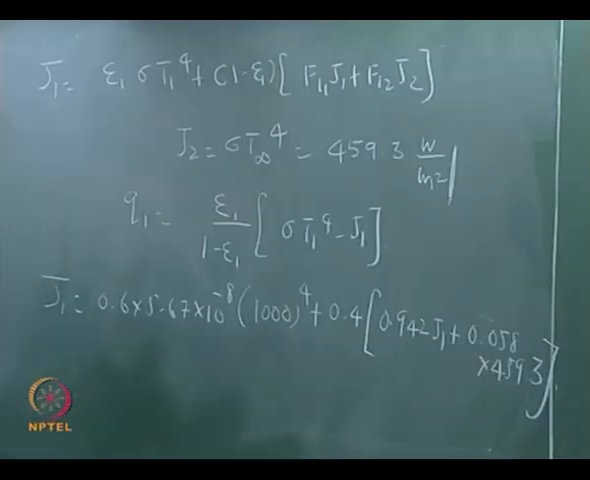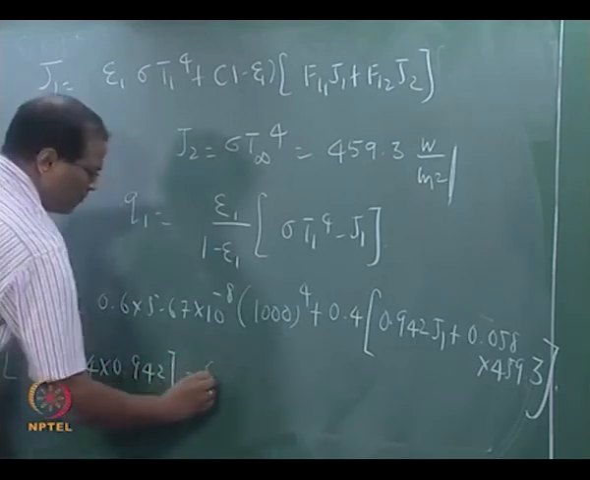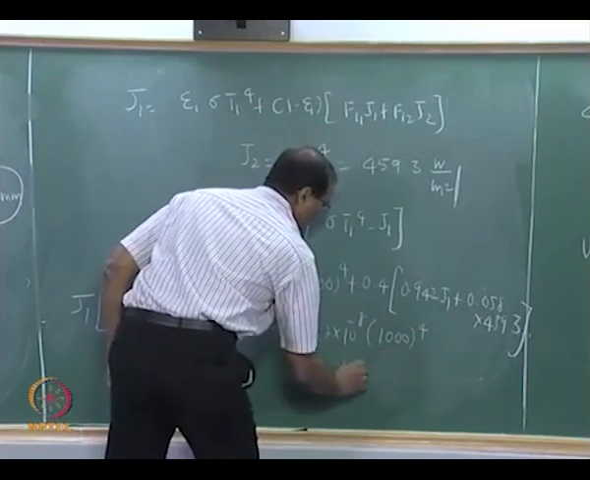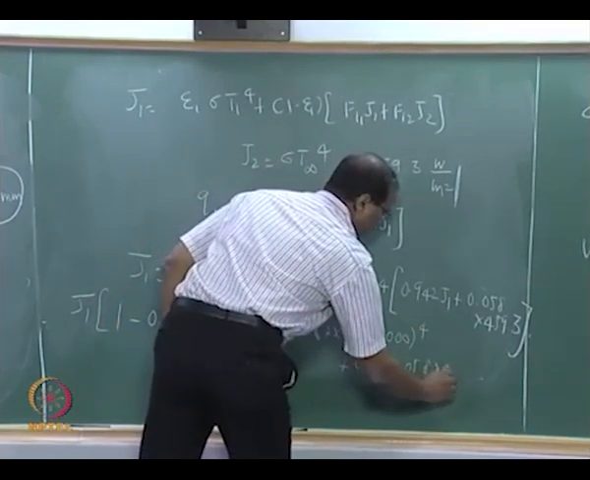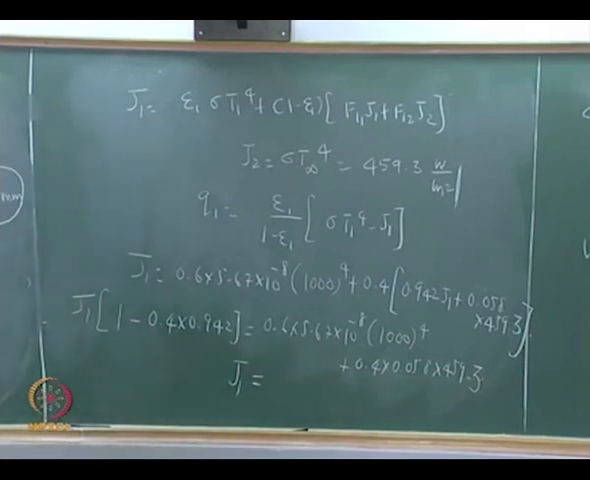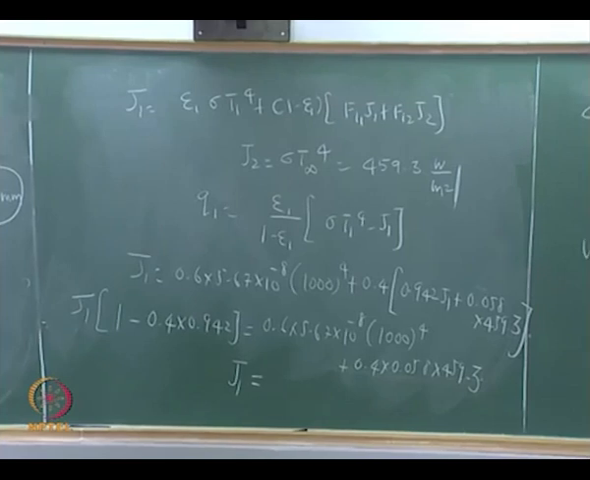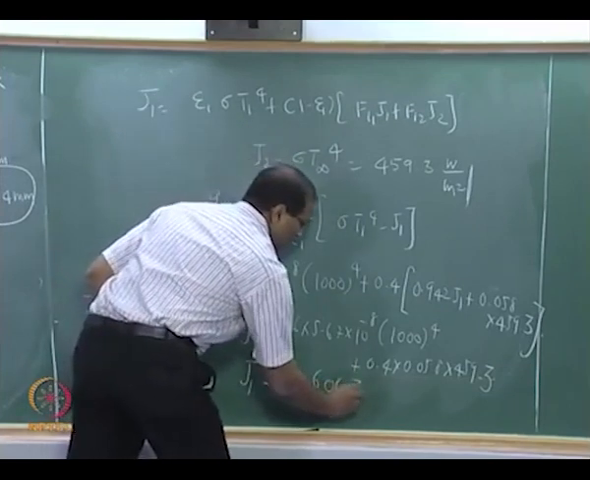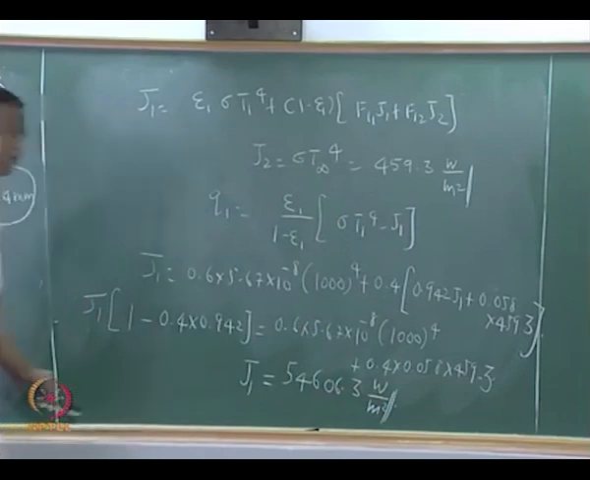Yeah, please do the algebra. So you will have 0.4 into 0.942, so huh? 56,000, 55,000, no, we have to be careful, 54,000, 54,006, 0.5, yeah, okay, all of you should get this radiosity.